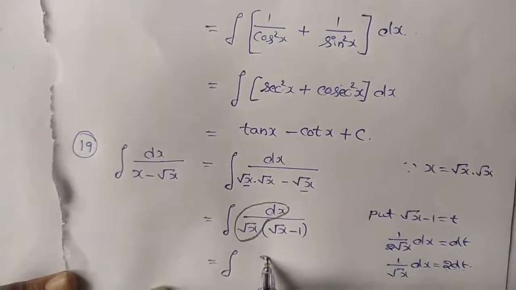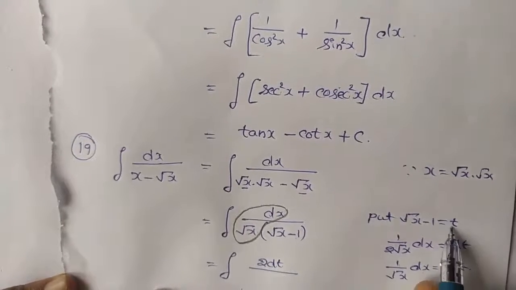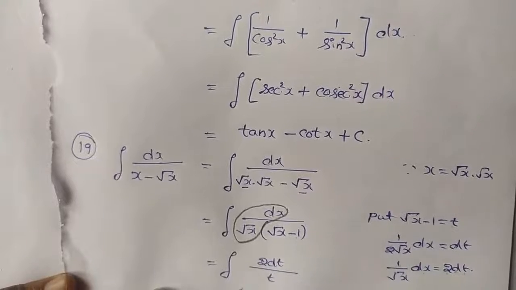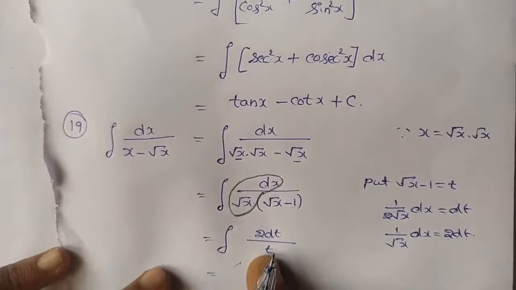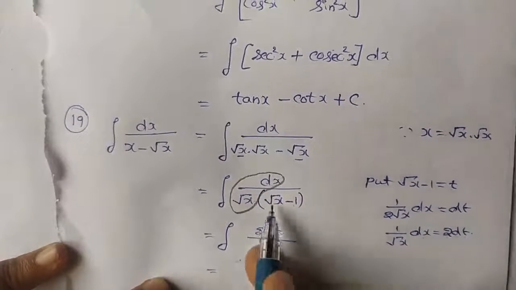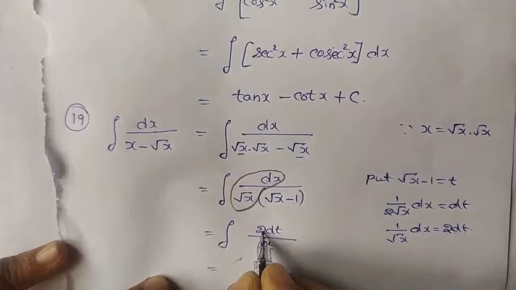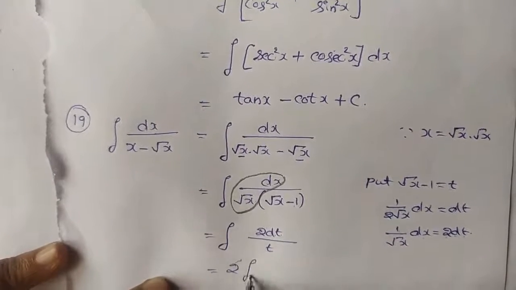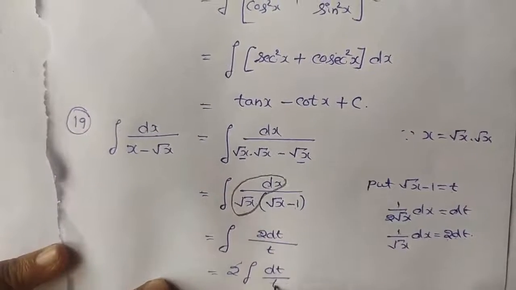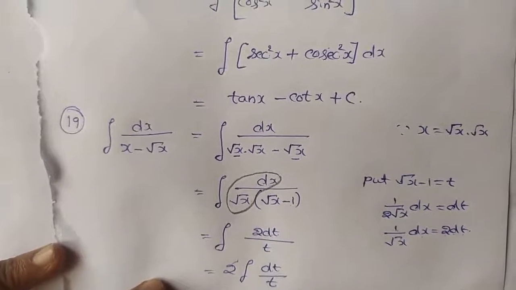So in the numerator we have 2 into dt, divided by root x minus 1, which is written as t. I am just putting these steps in this integration. Take the 2 outside: 2 into integration of dt by t. Then 2 into integration of dt by t is 2 log t.